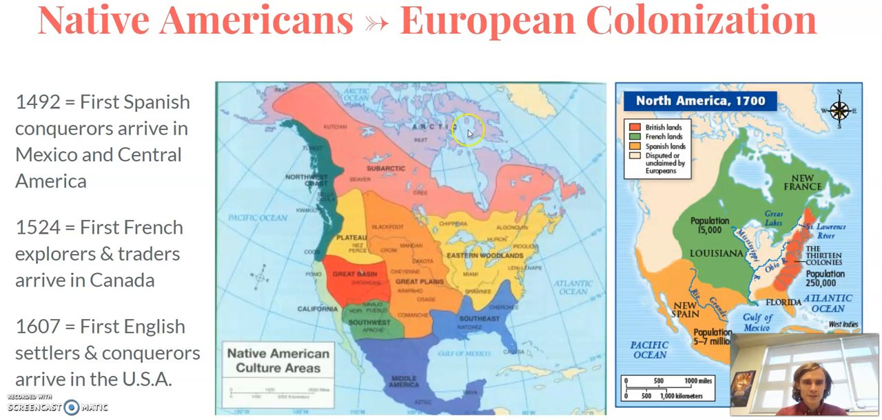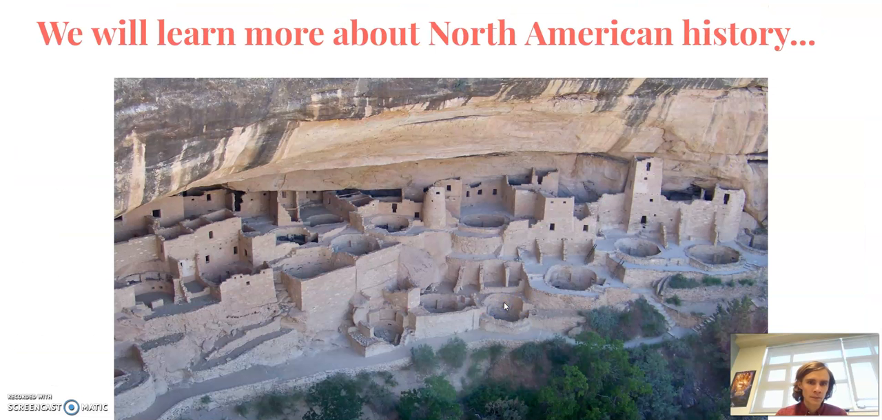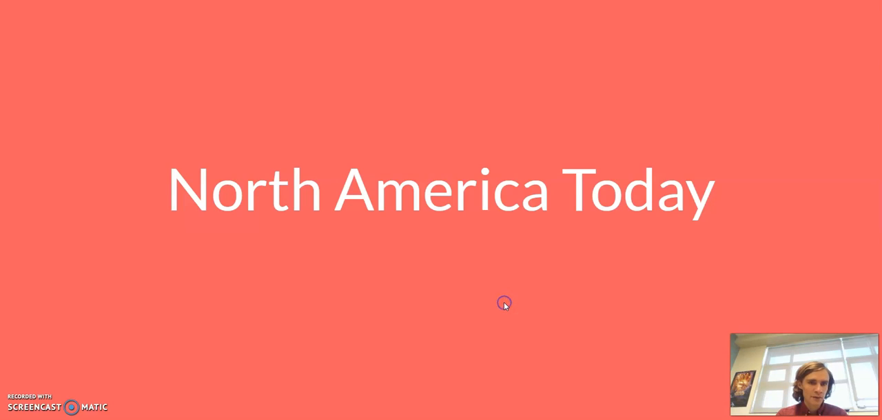Here are two maps. So here's the map of North America's Native American peoples, and here's a map of what it looked like a few hundred years later once the British, French, and Spanish took control. We'll learn more about this coming up.